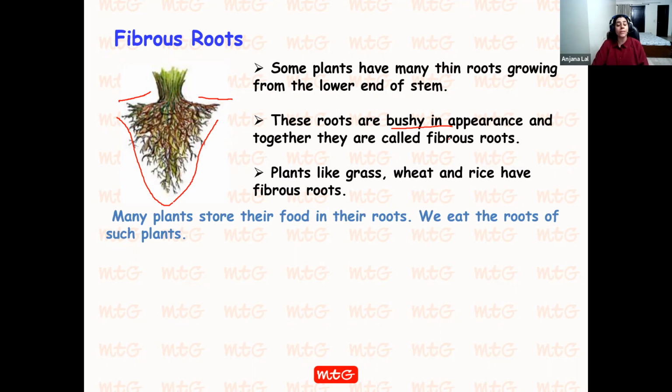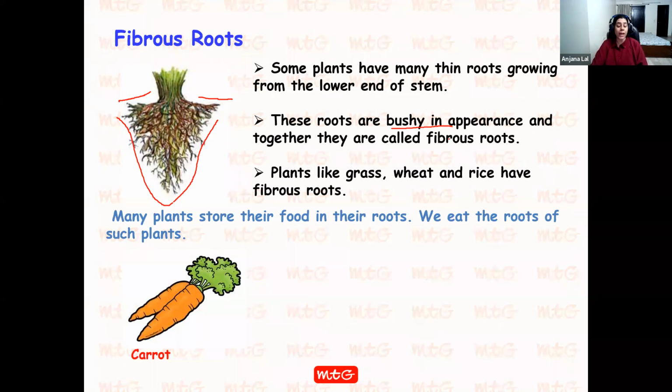Now, many plants store their food in their roots. We eat the roots of such plants like carrot. Carrot is a modified root which has food, water, and nutrients stored in it. Okay. Now, Siddhant, can you unmute yourself and give me an example of some more modified roots that can be eaten by us or different animals?